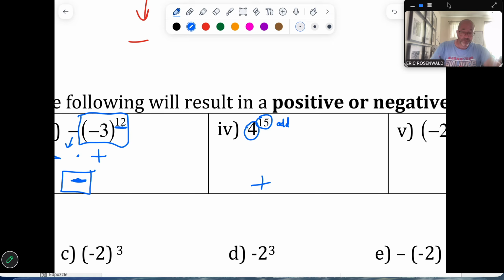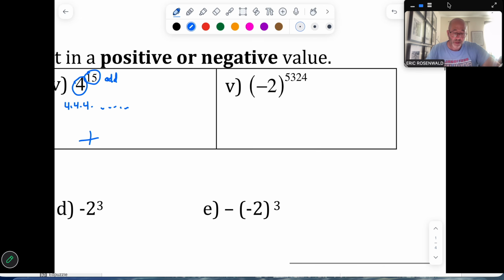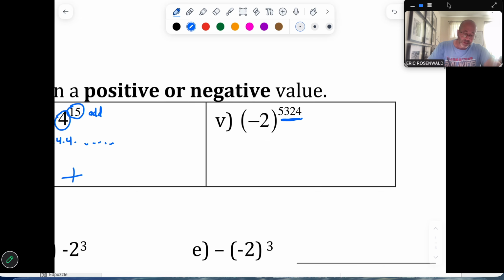Think about what that 4 to the 15th power is. That's just saying 4 times 4 times 4 and so on and so forth. Right? So we have 4, 15 separate times. There's no negatives getting incorporated there. If I say -2 to the 5,324, well, this is an even number. So that means we have an even number of negatives, which means that this overall answer will be a positive.